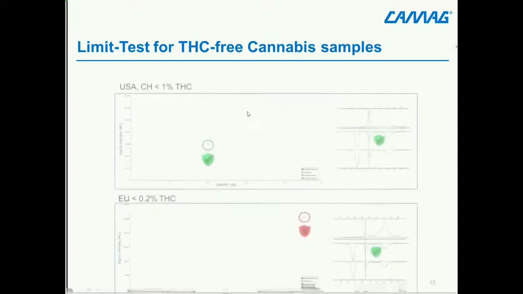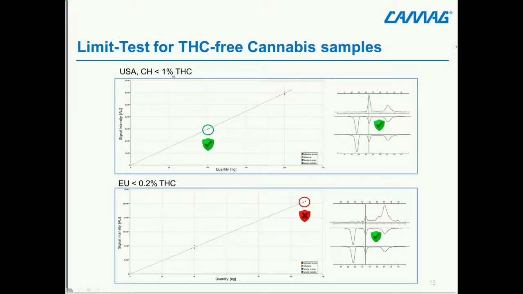So, limit test for THC-free cannabis samples. If we have the USA and the Switzerland limit with 1%, then some samples could pass, like in this example, but the same sample with the EU limit could fail. There is not worldwide the same limit set, and depending on your country, depending on your agencies, you have to set the limit and then analyze if your peak is above or below the set limit.